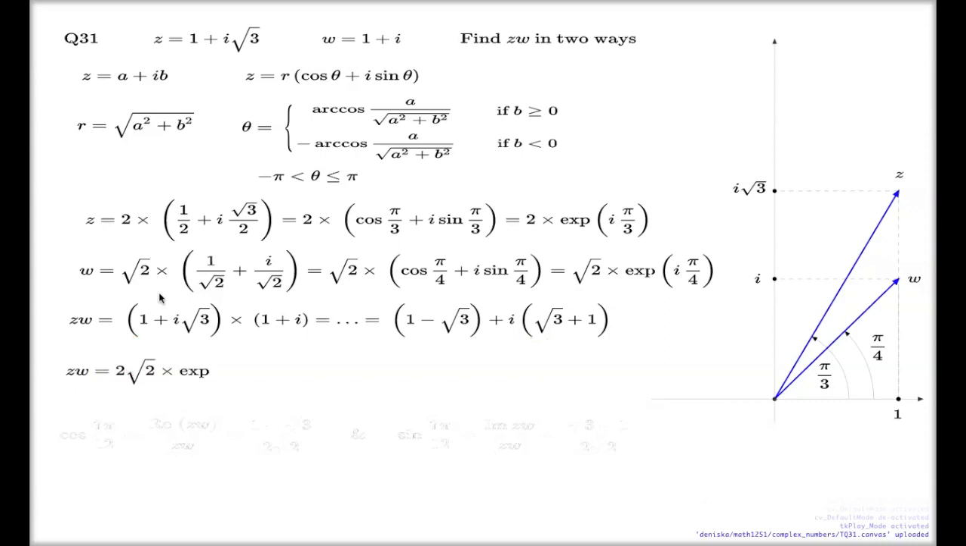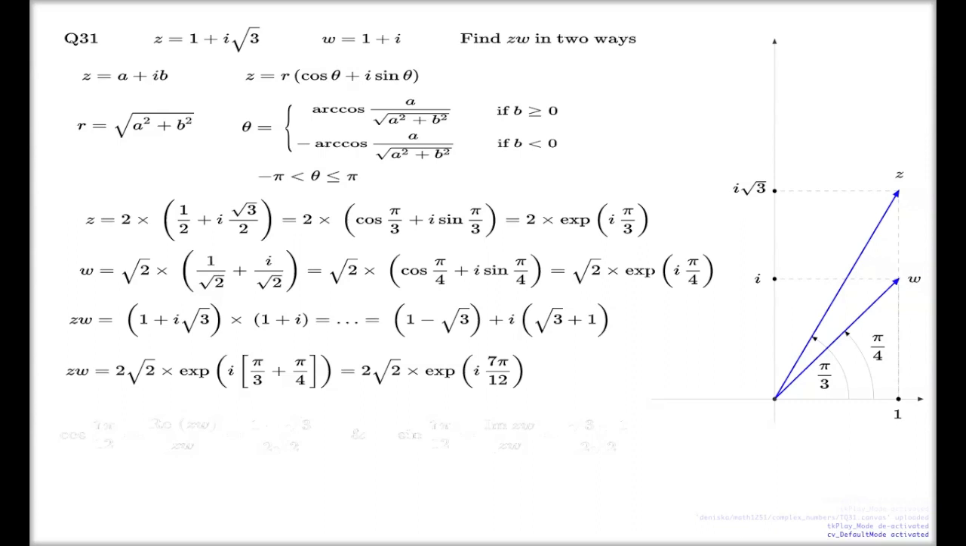Here I multiply the moduli, one modulus with the other modulus, and then I add up the arguments. And I use the exp notation now because it takes less space, obviously. I use this exponent form of my trigonometric or exponential form. So when you add up these arguments, here's your exponential form. And technically the question is over now. We found the product ZW in two ways. Yeah, technically the question is over now.